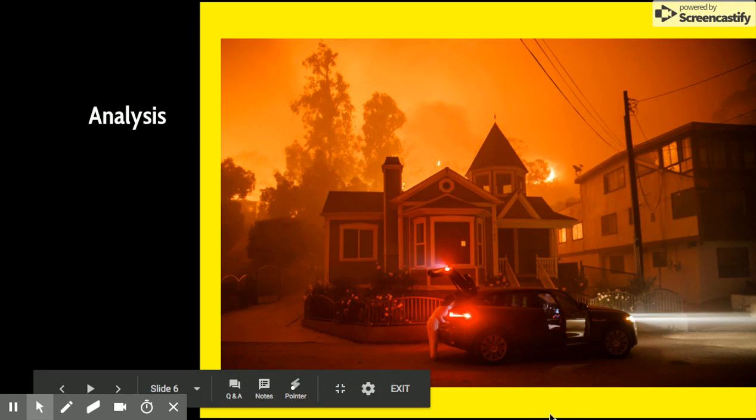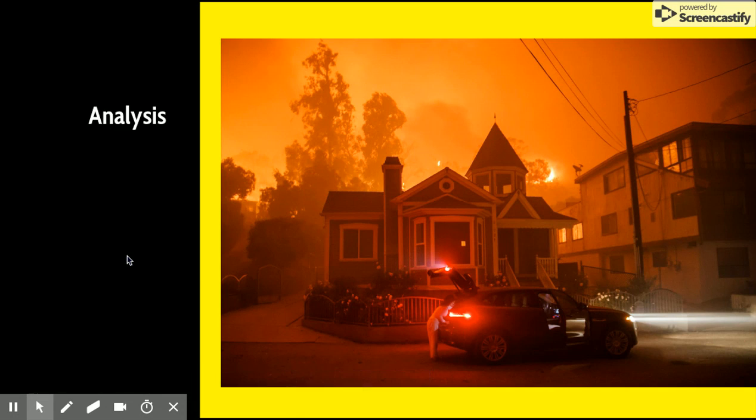Now that you have a summary, let's look at analysis. So look at this same picture and tell me what you think is happening. Don't just tell me that there's a house and an orange sky. Tell me why you think there's an orange sky. What is the person doing? Why are they doing it? What's going on? Where do you think this is? Tell me all of those things.